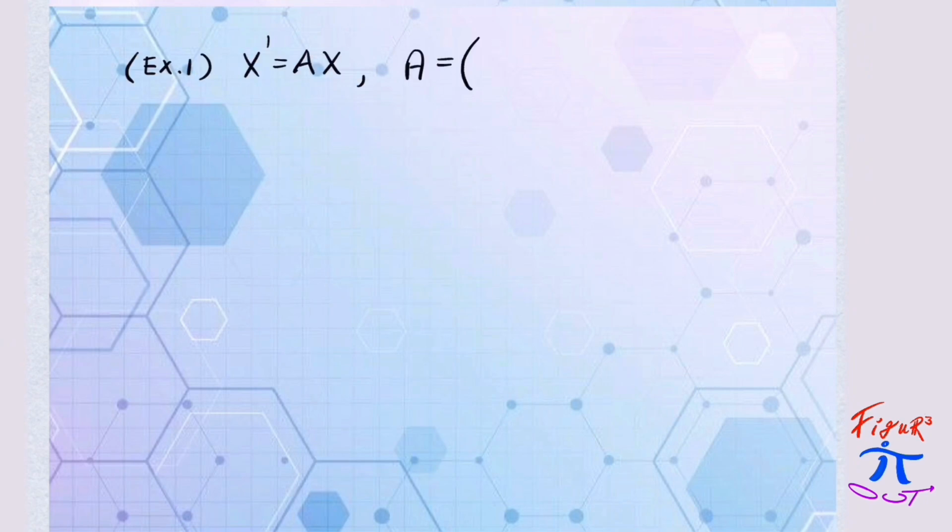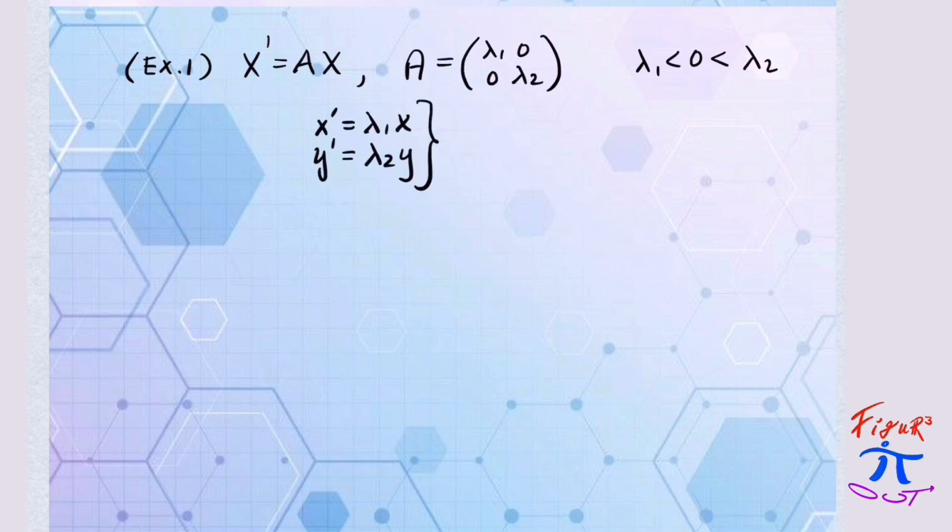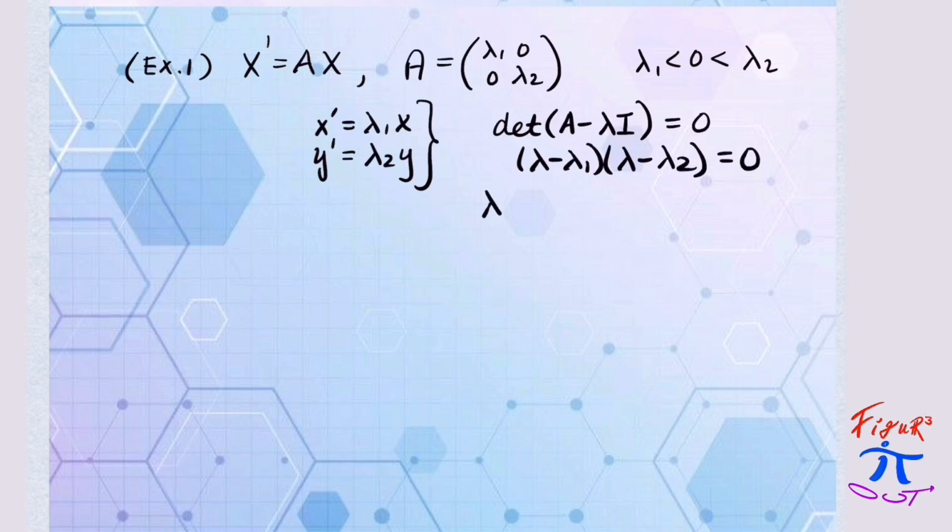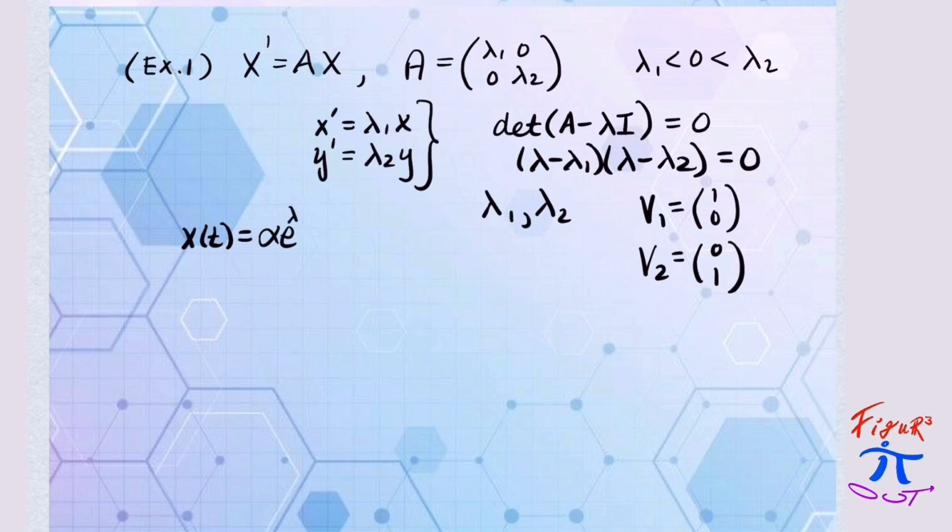Alright, so time for an example. Consider this matrix, a very straightforward and simple matrix, where lambda 1 is negative and lambda 2 is positive. This gives us 2 very simple, straightforward differential equations. And solving for the eigenvalues here, lambda 1 and lambda 2, the numbers along the diagonal, are going to be the eigenvalues for our matrix, and they generate the eigenvectors, which are the standard unit vector bases.